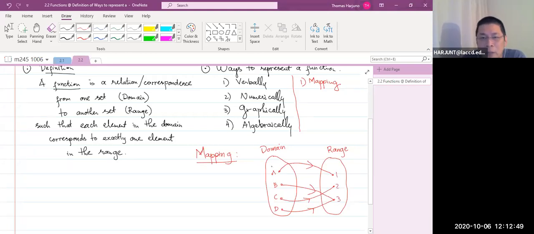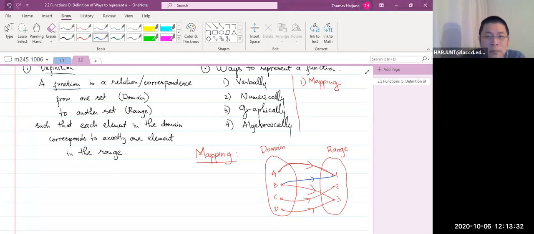Now you see every element in the domain corresponds to exactly one element in the range. So for every element in the domain, there will only be one branch, one arc, coming out. Once you have an extra arc coming out from an element in the domain, for example D goes to 1 and also goes to 3, then it is not a function anymore.